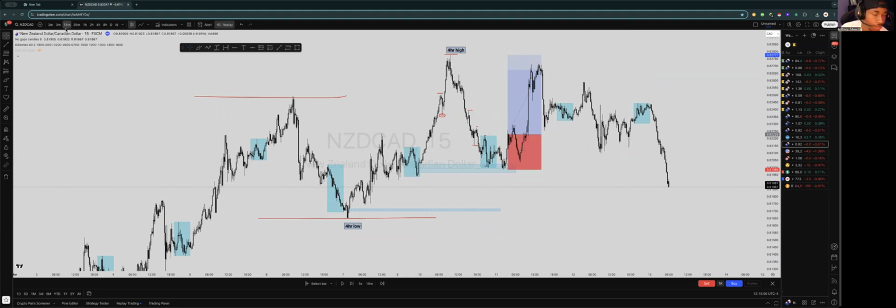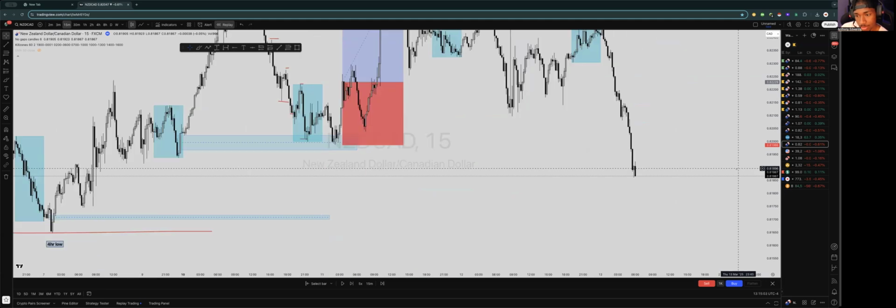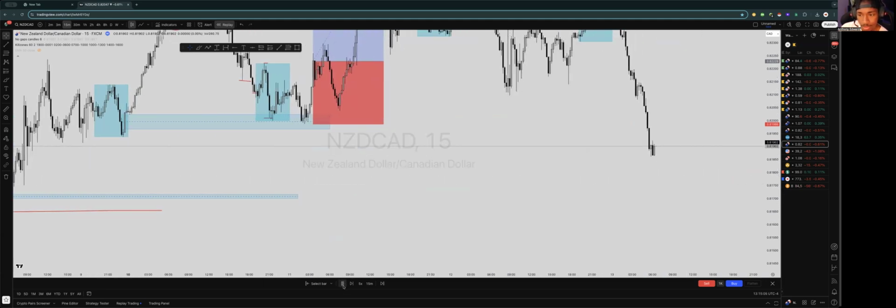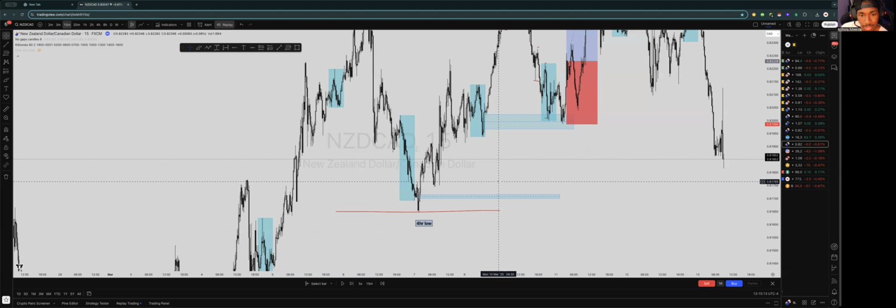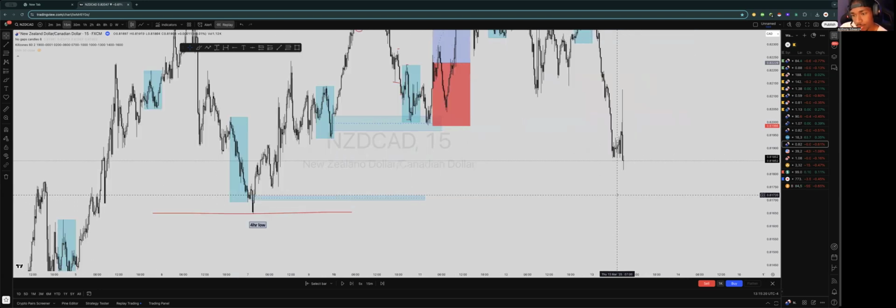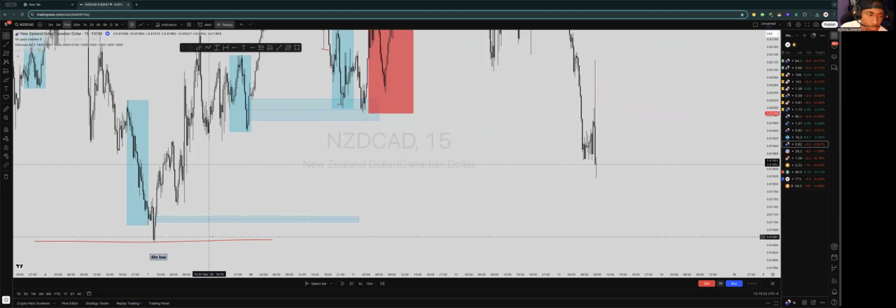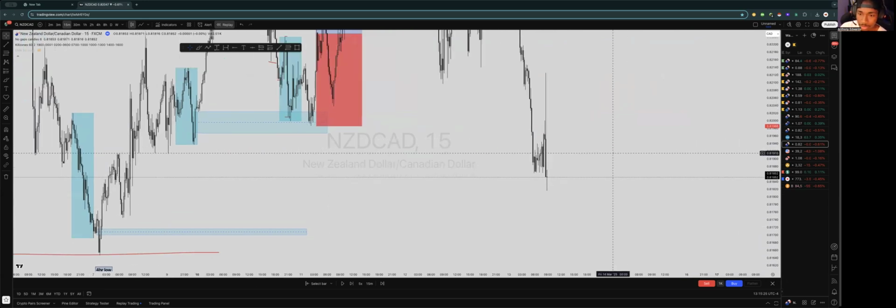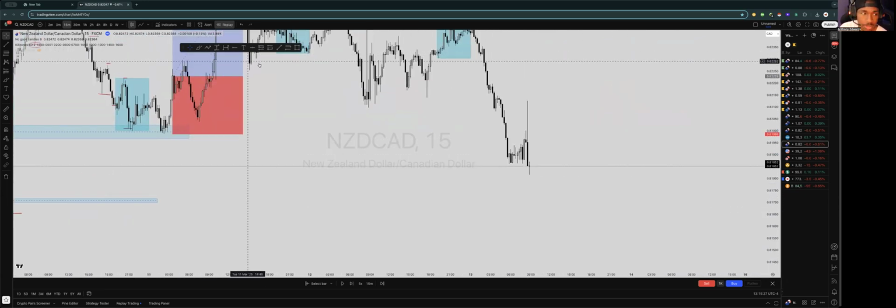Next, we're looking for another 15-minute. So we lost that one. We're looking for another 15-minute market structure shift since we're still below that area. As long as we don't take out price, take out this low, then we're good. As long as the 4-hour candle does not close below that low, then we're good. We're still bullish. We just lost one time, and we're waiting for another 15-minute structure.